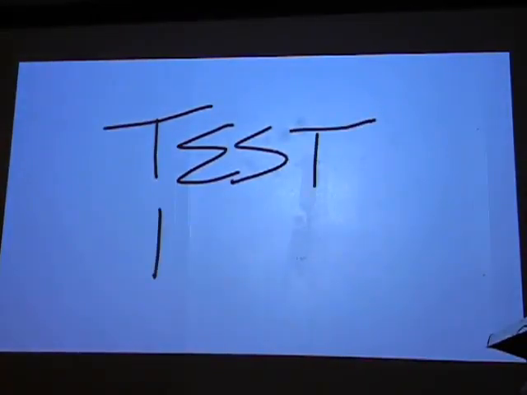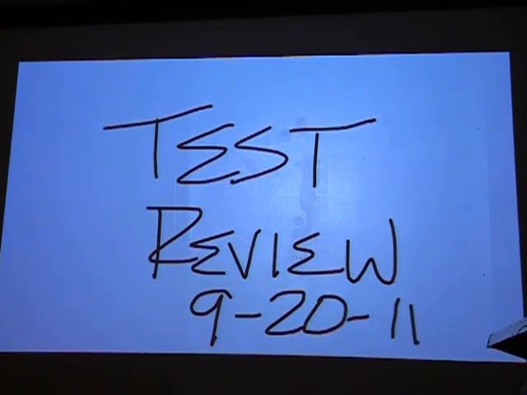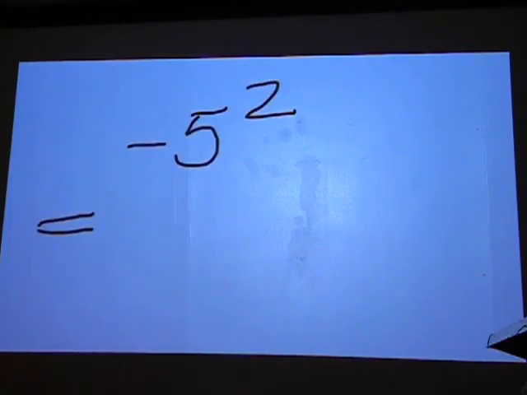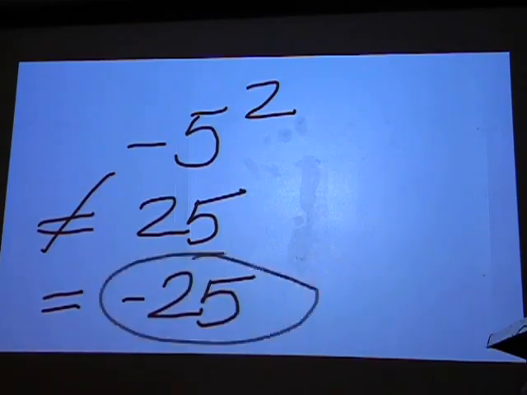Test review. This is for your test on 9/20, which is tomorrow. That's a Tuesday. And the first type of problem you have to be familiar with for the test is if you have a -5 squared. That does not come out to be 25. It's negative. It comes out to be a -25, yes. And the other way of looking at that is if you have the quantity squared of a -5, then that will come out to be a +25.